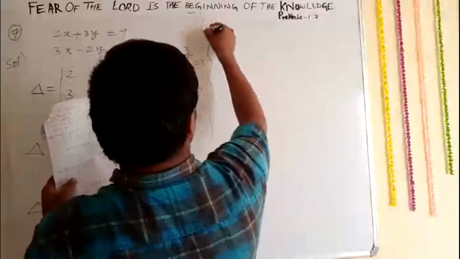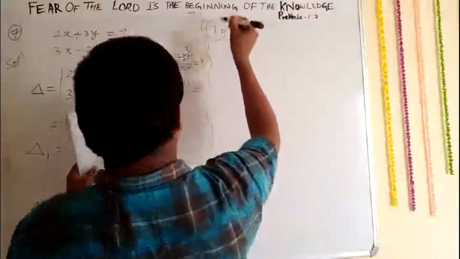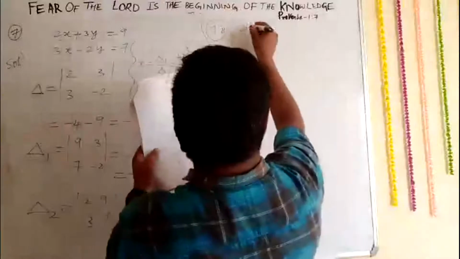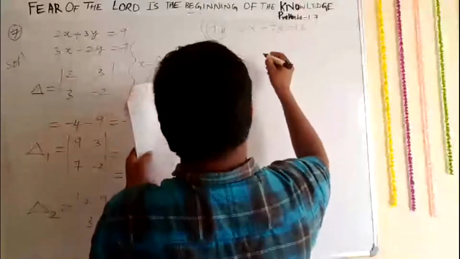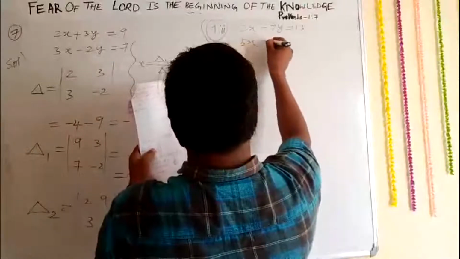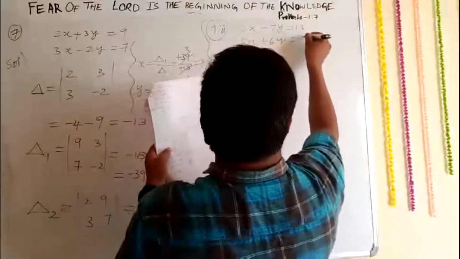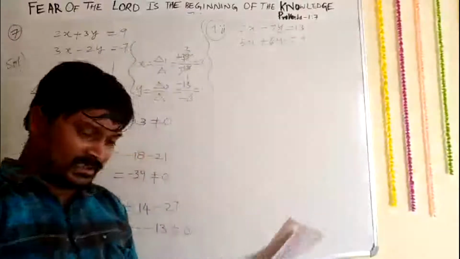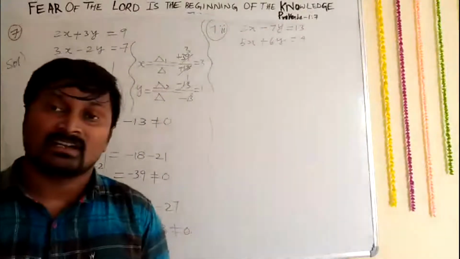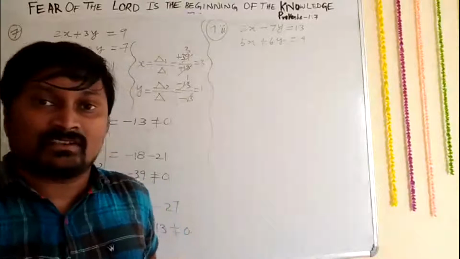So in 7, second one. Here the equations are 2x minus 7y is equal to 13 and 5x plus 6y is equal to 9. This we need to solve. Same method only. Let me complete this part and then we'll disperse from this.